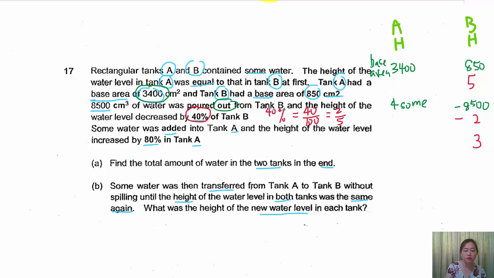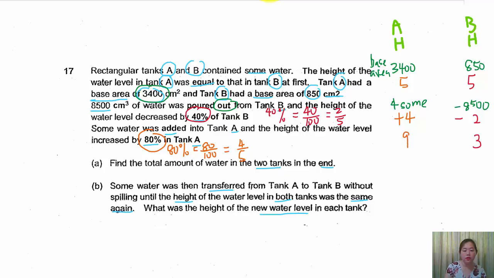So here, this is increased by 80%. So 80% is actually equals to 80 over 100, which is equals to 4/5. So at here, this is a 5, and we increase it by 4, and it becomes 9.